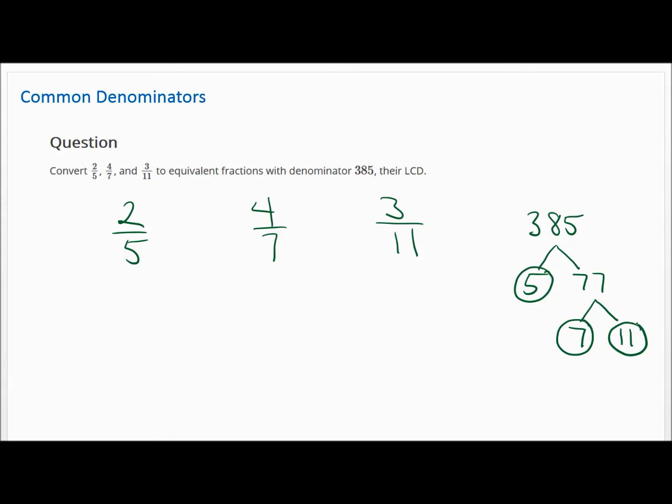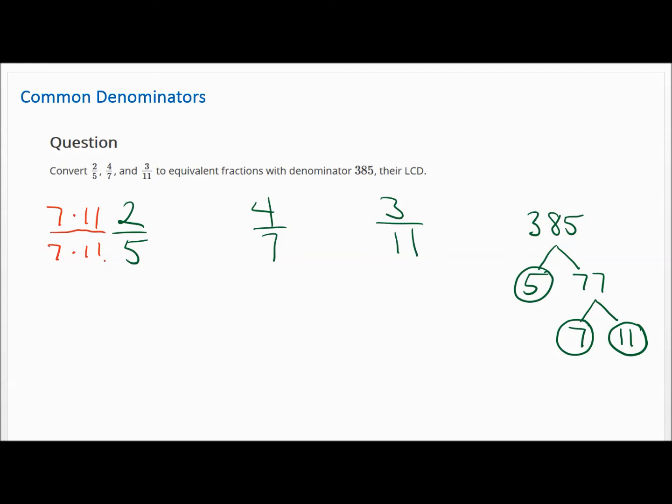Now, I want you to compare what's missing. So one fraction at a time. So this 5 right here is right here. So the 5 we already have. But notice this denominator doesn't have a 7 or an 11. So I'm going to multiply by what's missing. I'm missing a 7 and I'm missing an 11. So on top, I'm also missing a 7 and an 11, because whatever I multiply in the denominator, I must also multiply in the numerator.